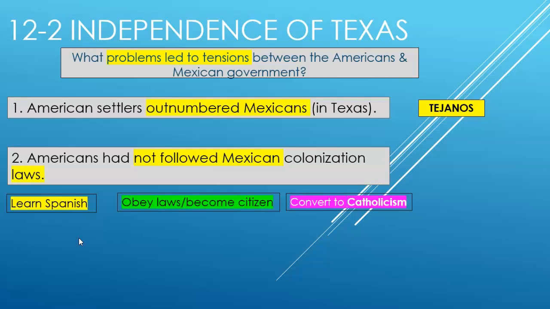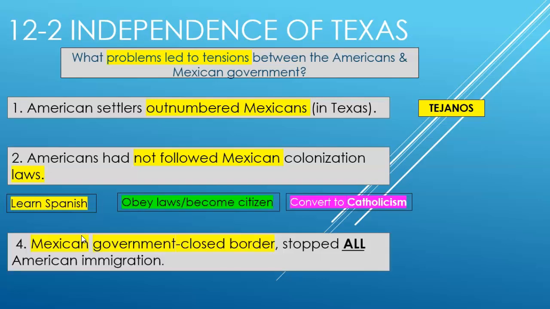Finally, some of the other things that the Mexican government did that really angered Texans was the idea that they basically closed the border. They stopped all immigration from the United States into the northern part of Mexico. So if you were around in the late 1820s and you were secretly crossing into Texas and starting to build a home, you were the illegal immigrant crossing into Mexico.